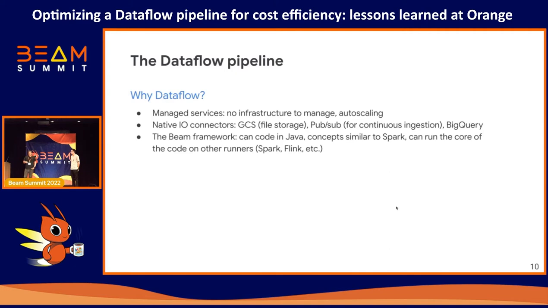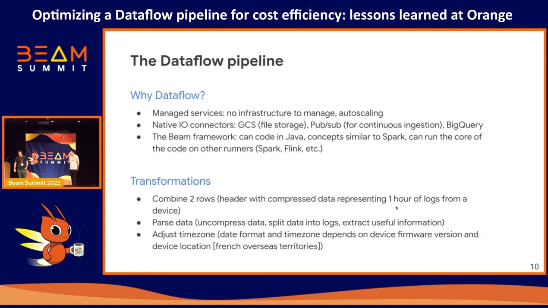And also, the Beam code can run on other runners, so we are not fully locked in with Dataflow. So here is the main transformation done by this pipeline. It's quite easy. We just have to combine two rows, one with a header and the second one with something in a binary and compressed format representing about 1 hour of logs coming from one device. So we have to parse and decompress this data, split it into logs and extract the useful information.